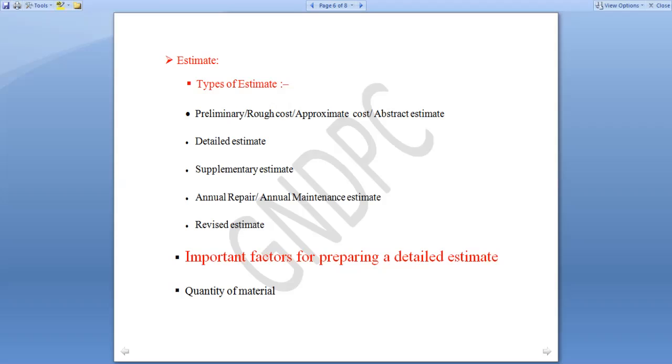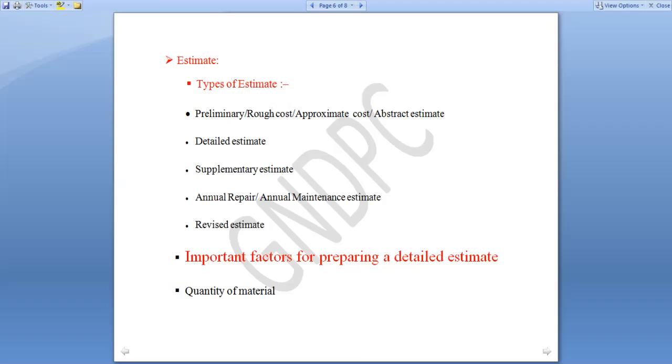Then comes the detailed estimate. Now, after the preliminary estimate is sanctioned and before inviting of the tenders is done, a detailed estimate is prepared. The detailed estimate is sent to the competent authority for getting the technical sanction. In the detailed estimate, the whole of the project is divided into sub-works, and cost of each of the work is calculated separately and then added together to give the total cost of the project.